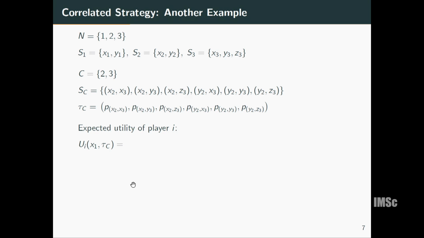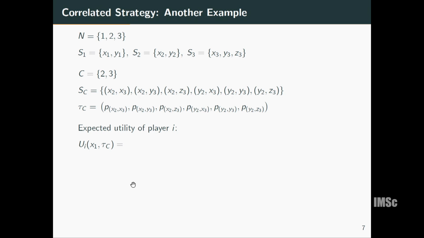Now, because it's a probability distribution, I can only talk about the utility in the expected sense. So I want to find how you will compute the expected utility of player i when player 1 is playing x1 and players 2 and 3 are playing with respect to the correlated strategy. Is the notation clear? Perfect. How will you find that?